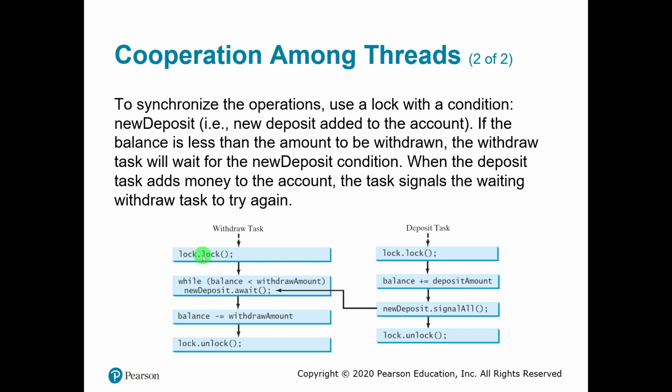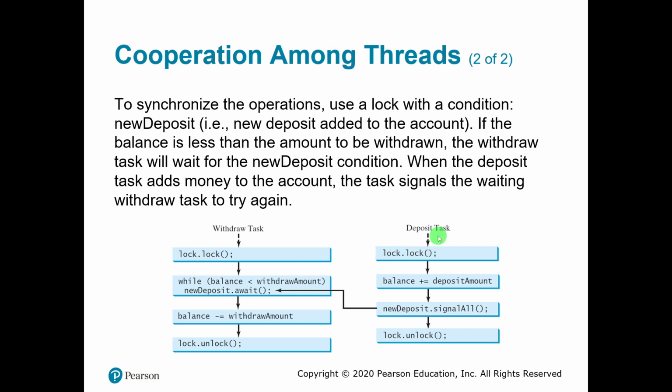And then we check to see if the balance is less than the amount they're trying to withdraw. Well, if the balance is less than the amount they're going to withdraw, we can't allow them to withdraw it, right? We don't want people's balances to be negative. At that point, we're going to call new deposit. We're going to call .await. And this basically says, hey, release that lock temporarily while we wait on this deposit task.